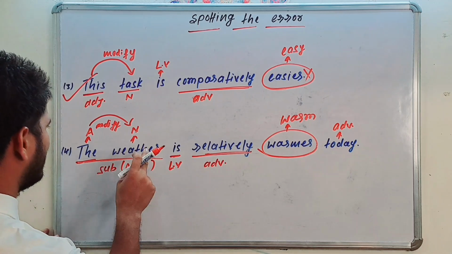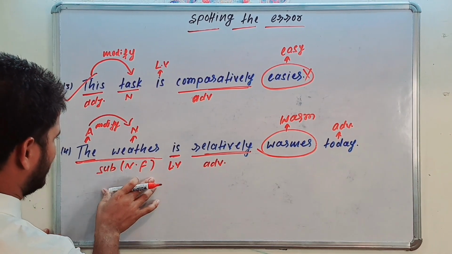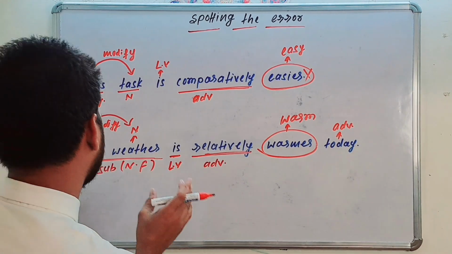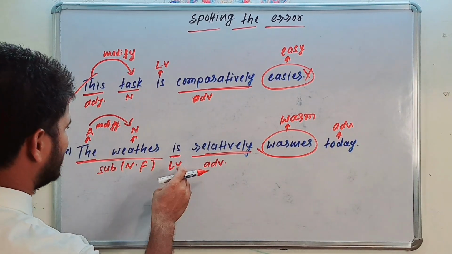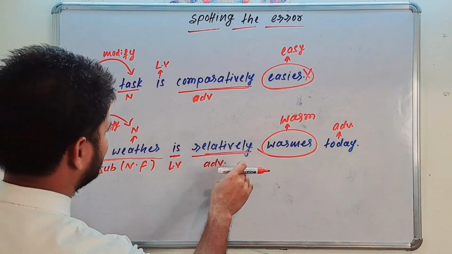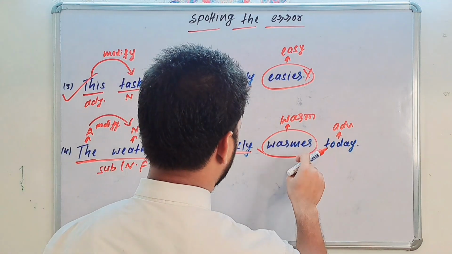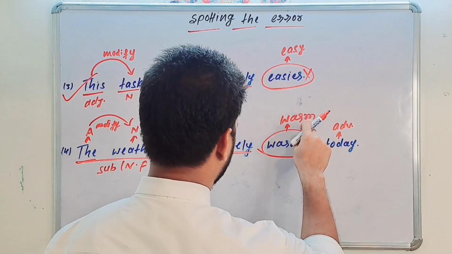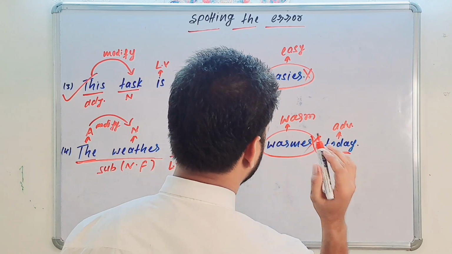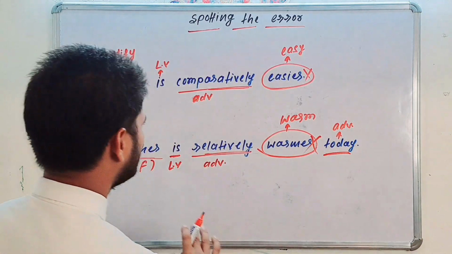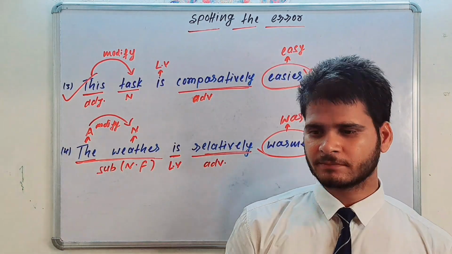The is an article, weather is a noun, the weather is the subject and a noun phrase. The modifies weather, is is a linking verb, relatively is an adverb. Replace warmer with warm. Use warm, don't use warmer. Today is your adverb.